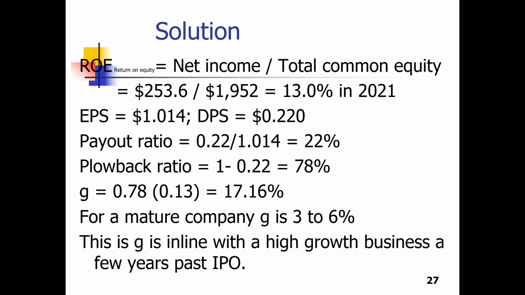For a mature company, G is somewhere between 3 and 6%. So here, between 3 up to 6%. Here you have a benchmark to calculate. Benchmark means we do this calculation and we get a 14% growth rate. Then we start doubting ourselves.